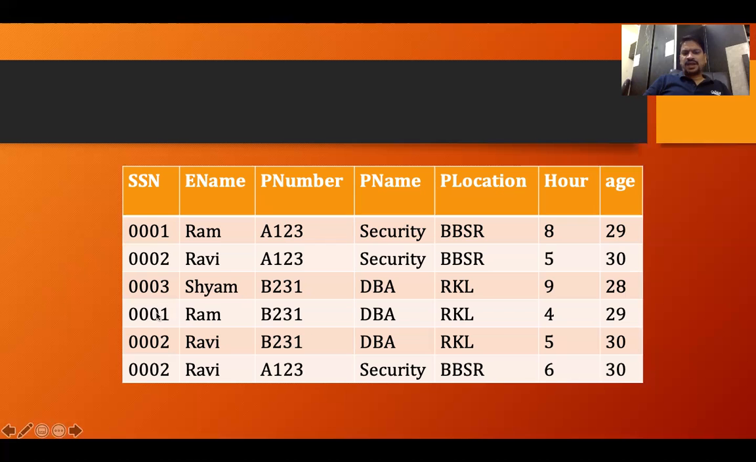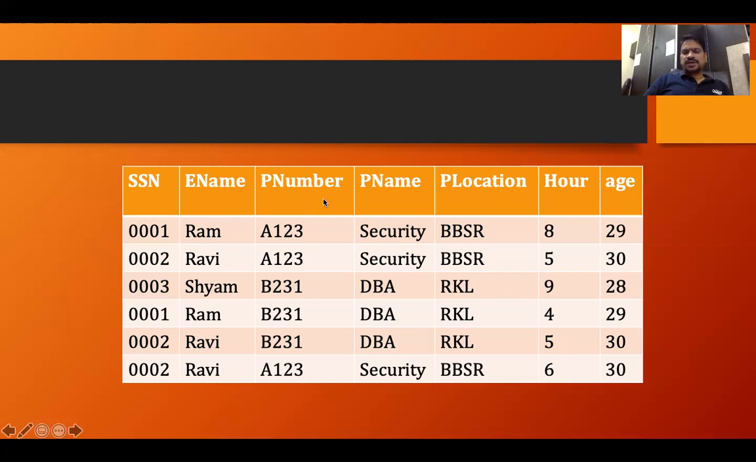Now let's talk about this. If we have social security number 1 again, here the project should not be changed. It should be A123. Then only we can say that SSN determines project number. So I think you are getting it. Now you can take the left hand side part, which is the determinant part, as a roll number, and take the right hand side part as the name, and then compare it.